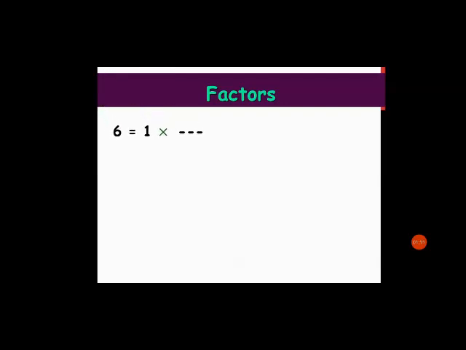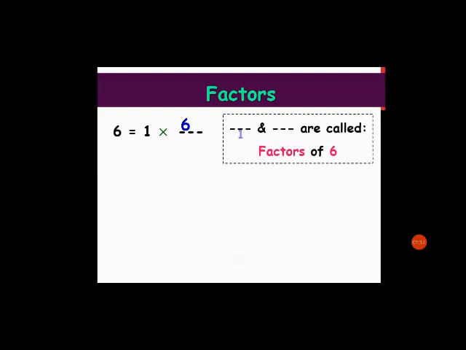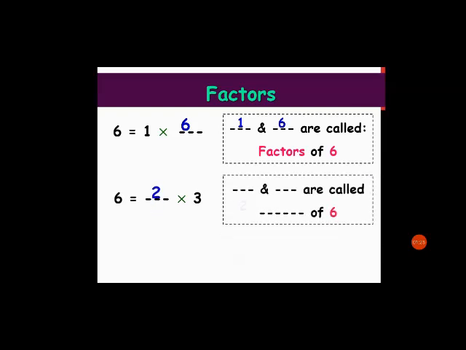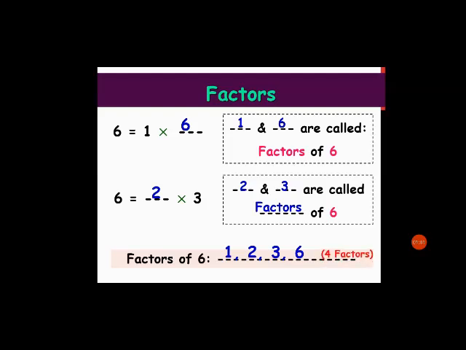So here I have 6 equals 1 times what? Of course, 1 times 6. So in this case, we say that 1 and 6 are called factors of number 6. 6 equals what? Equals 2 times 3 also. So here we say that 2 and 3 are factors of number 6. So if I want to know finally what are the factors of number 6, you will say they are 1, 2, 3, and 6. How many are they? They are 4 factors.